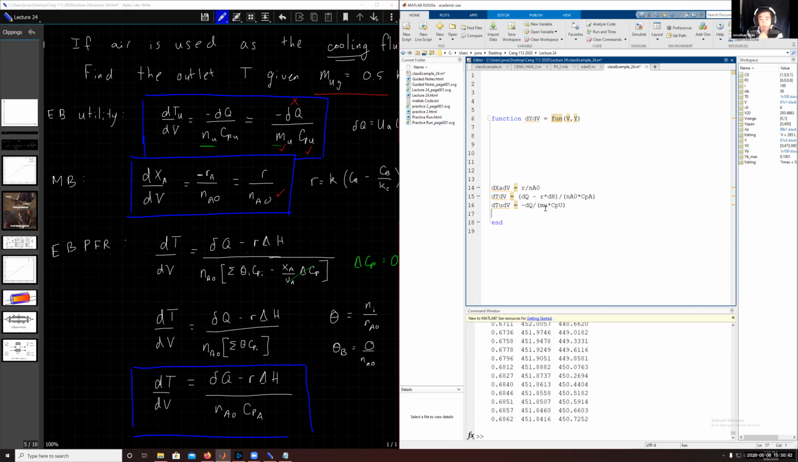I'm just double checking that this is correct because I don't want to have to debug this. And then finally, because our function is going to output the results from 3 different differentials, we have to specify that in our code here. So dy/dv is equal to, in parentheses, dXA/dV, dT/dV, dTu/dV.